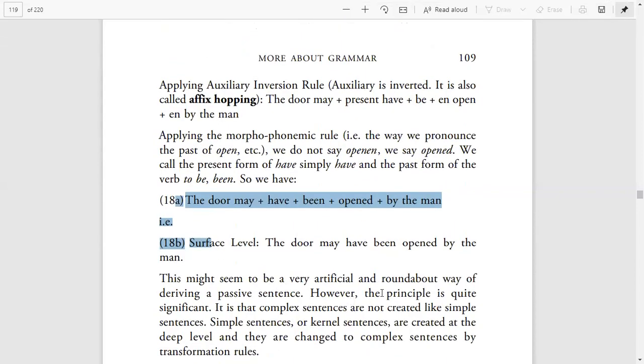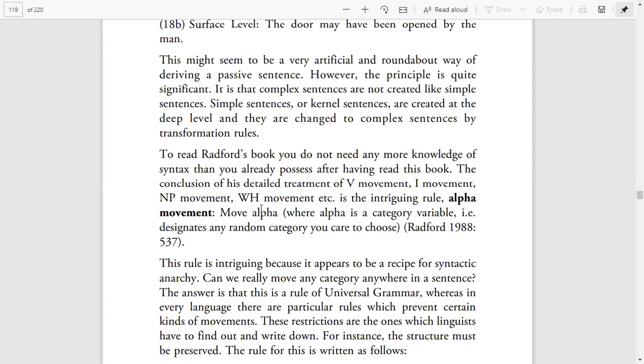This might seem to be a very difficult, very artificial and roundabout way of deriving a passive sentence. Yes, it may seem artificial, roundabout and difficult to you, right? However, the principle is quite significant. It is that complex sentences are not created like simple sentences. Simple sentences, the kernel sentences, are created at the deep level, and they are changed to complex sentences by applying the transformation rules.